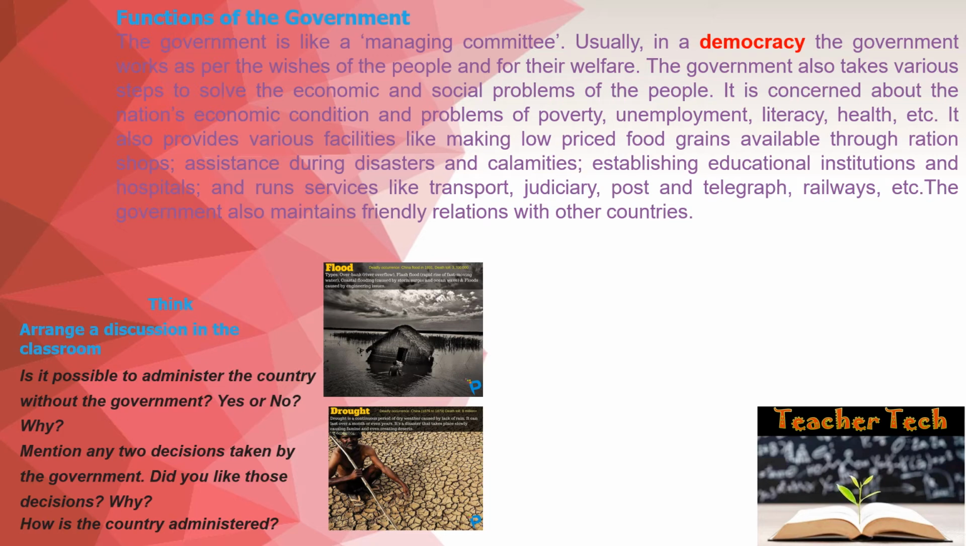Children, here is the activity. Think, arrange a discussion in the classroom. Is it possible to administer the country without the government? Yes or no? Why? Mention any two decisions taken by the government. Did you like those decisions and why? How is the country administered? Try to find out the answer. The meaning of democracy is a system of government by the whole population.